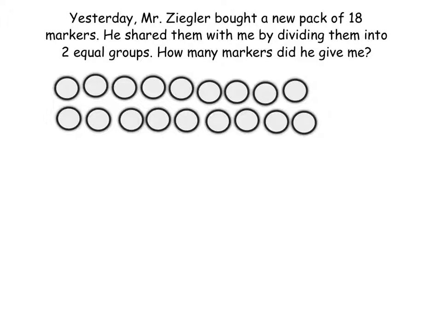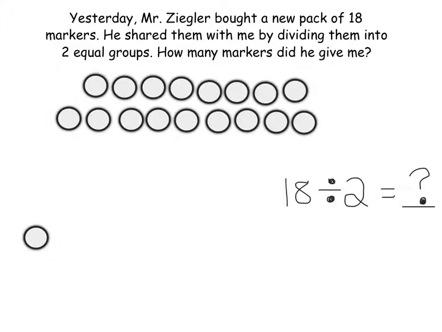So if I were to think of this by myself, I would say, well, there are 18 markers altogether. And Mr. Ziegler is dividing these markers into 2 groups, one for him and one for me. And we want to know how many markers are in each group, or specifically how many markers are in my group. So my unknown factor represents that. That's the unknown. So we're going to think about these counters up here as markers.